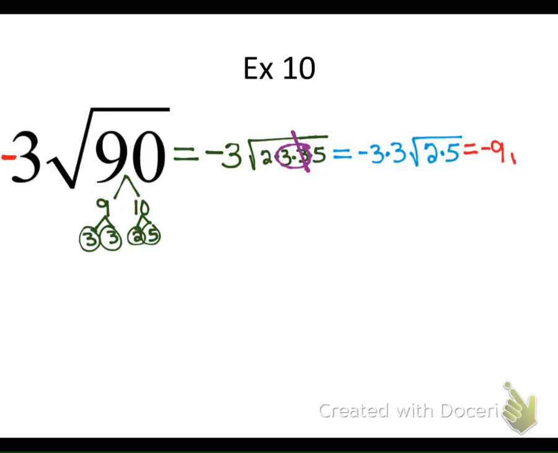Then you're going to simplify your radicand. What's 2 times 5? 10. So my answer is negative 9 square root 10. And that is it.